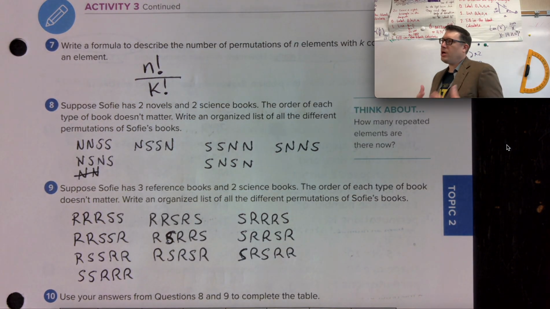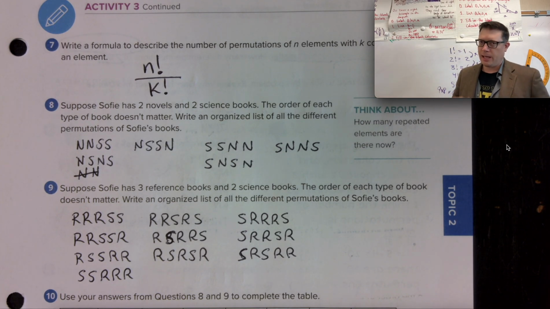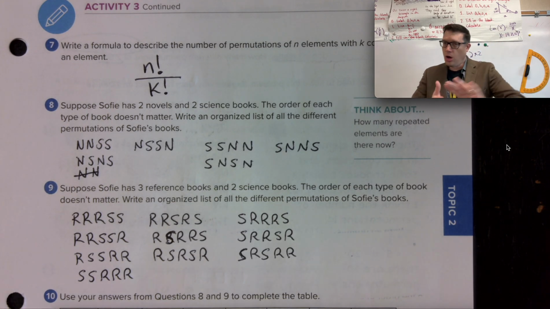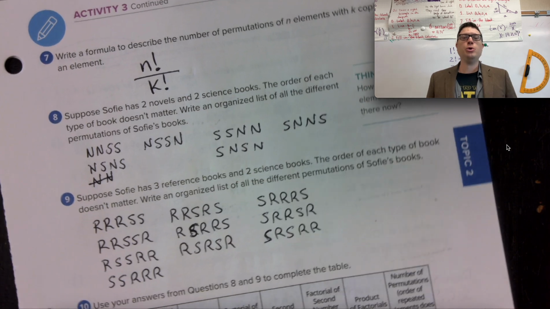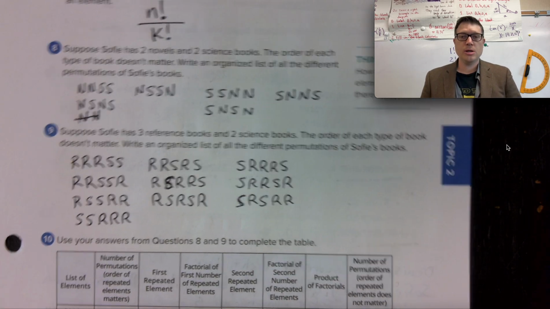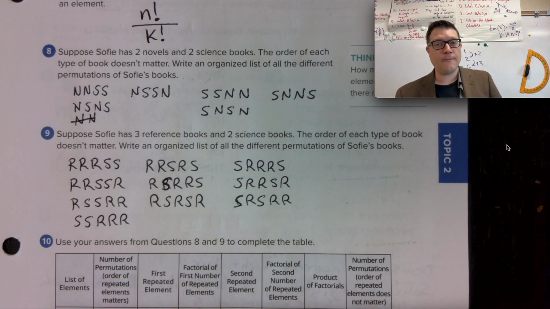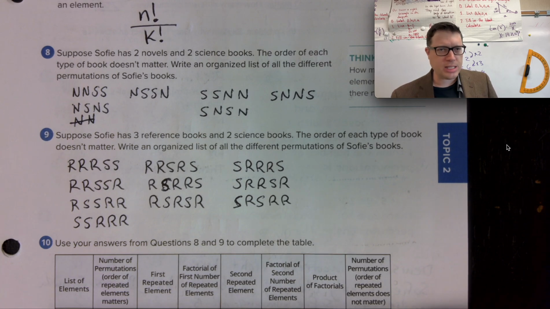This is saying that those copies don't have to be delineated by a subscript 1, a subscript 2, a subscript 3. They're all the same. They're all the novels. Suppose Sophie has 2 novels and 2 science books. So now we've got 2 copies happening here. The order of each type of book doesn't matter. Write an organized list of all the different permutations of Sophie's books.